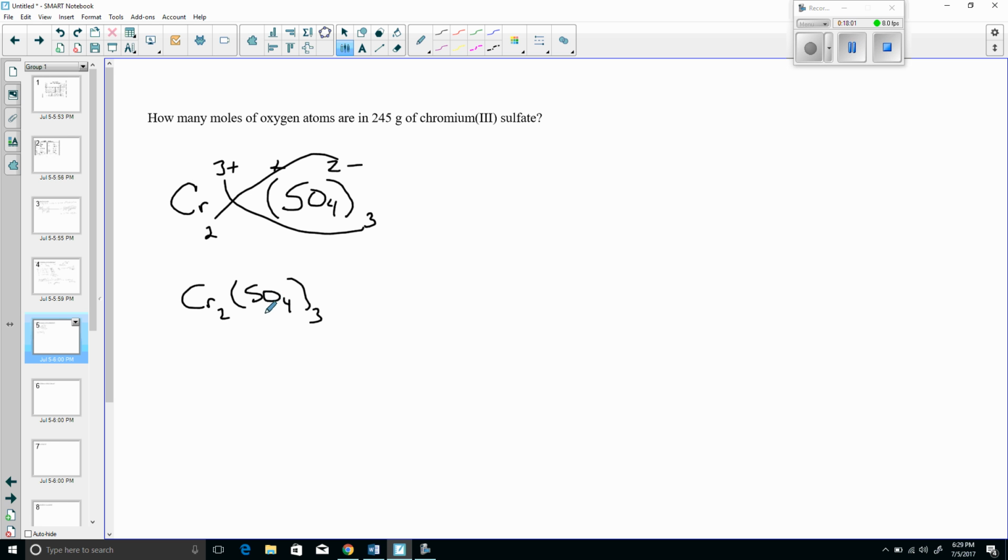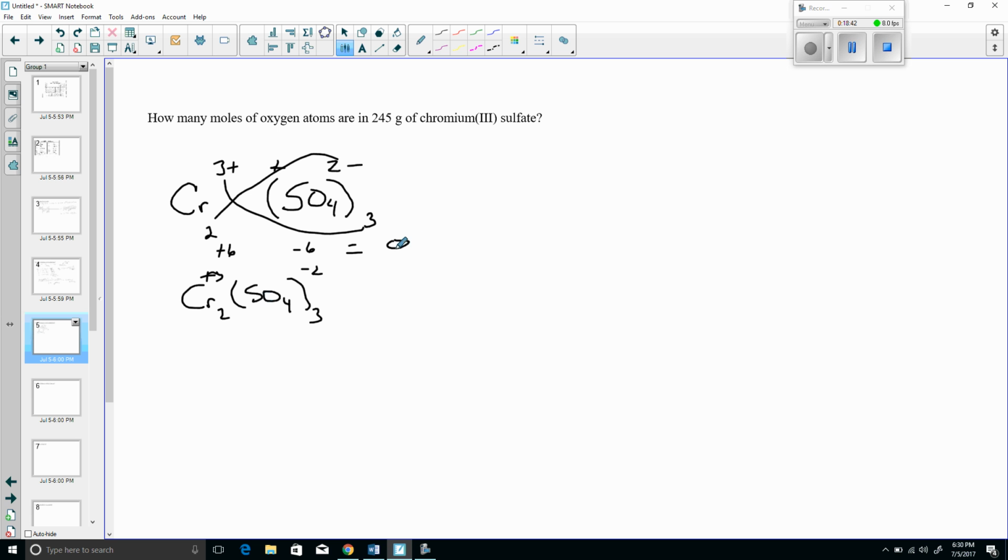But why did we do this? We have to make sure the charges equal 0. So if chromium still has a +3 charge, and sulfate still has a -2 charge, 2 times 3 is +6, and 3 times -2 is -6. So now the sum of my charges equals 0. So I have to have this ratio. I have to have 2 chromium to 3 sulfate in order for this to be true. So my formula is Cr2(SO4)3.